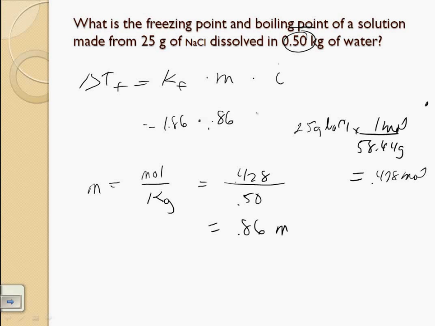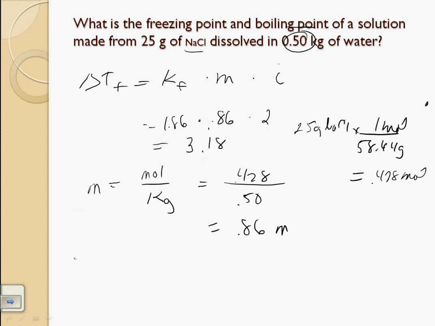0.86 molal. And the I for sodium chloride, which breaks up into 2 ions, will be 2. So if I multiply that out, I'm going to end up with 3.18. So that's how much the freezing point changed.